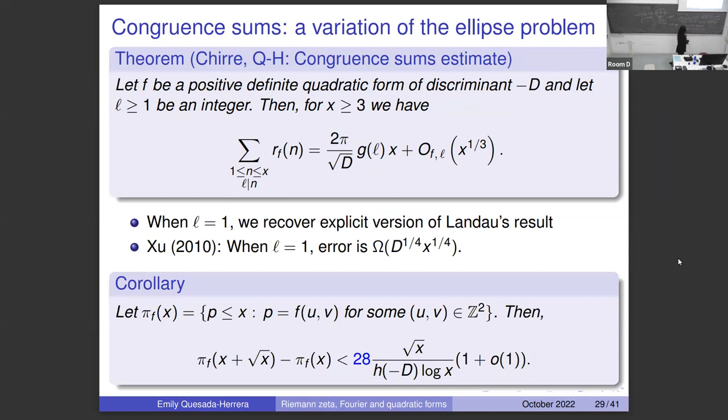And as a corollary, using some deep methods, we can use this to study primes in short intervals. So here we want to count the number of primes in the interval from x to x plus square root of x. So what we obtain is the order of magnitude that we expect, but we obtain a bound with this explicit constant 28. To obtain a good explicit constant here, we want to obtain a good error term above.